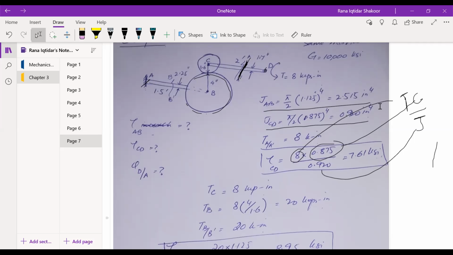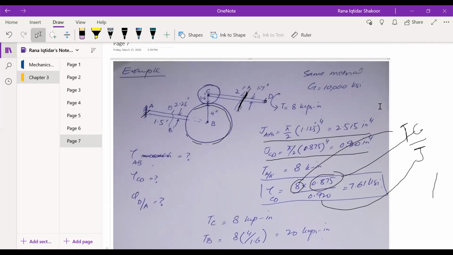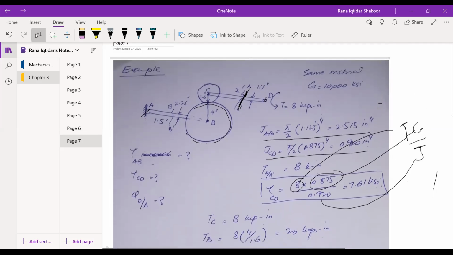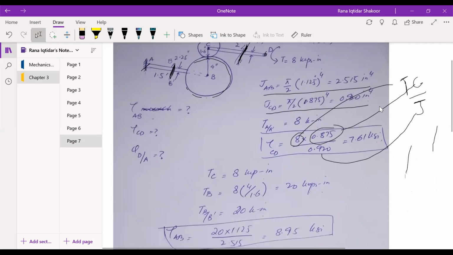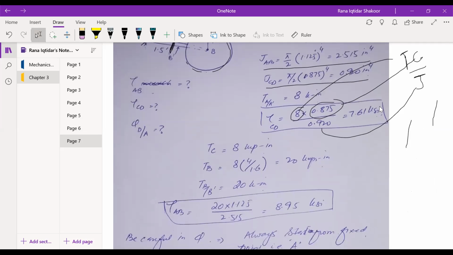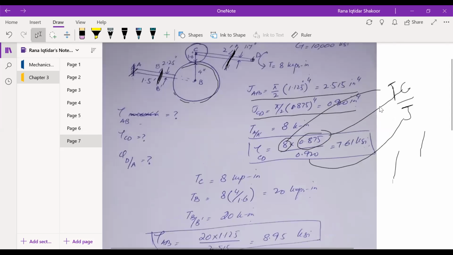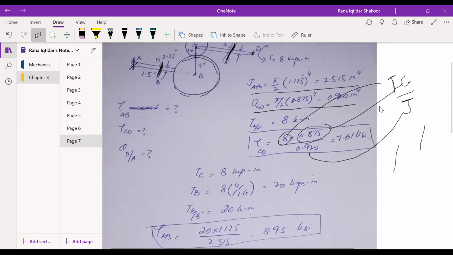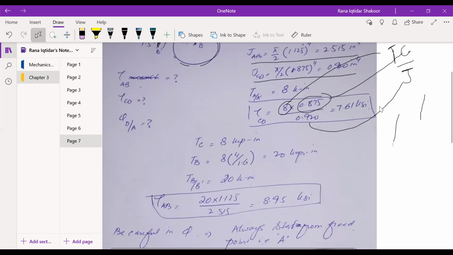Now my question is, what will be the torque at this section B? If I take any section over here, what will be the torque then? It will be the same torque that is coming at point B, basically TB, right? So T at section BB dash will be 20 kips-inch.